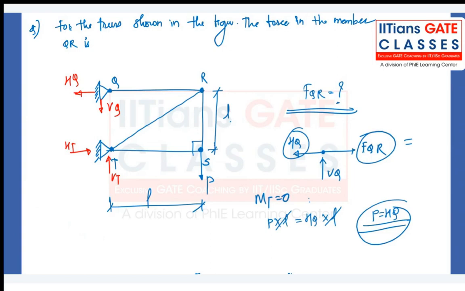But what is the use of it in order to calculate the force in the member QR? Then, sir, at P it will be like PS and QR at a 45 degree. Then whatever force is in PS will be in QR also, because this is at 45 degree now.